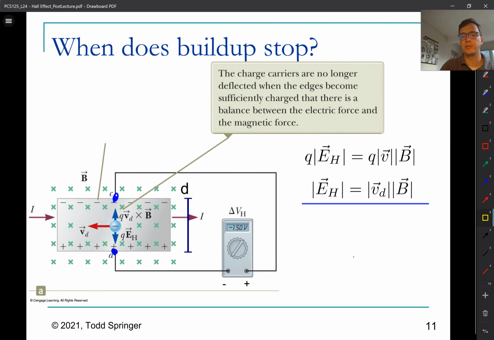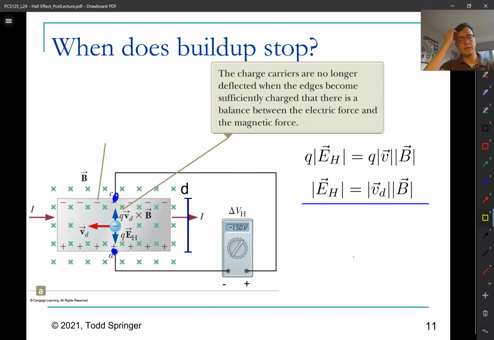And so a balance is struck where the magnetic force upward is going to be balanced by the electric force downward. And then everything comes to equilibrium, and there's no more buildup on the top, right? The buildup stops, and this voltage here will stabilize. This all happens very, very quickly, in the span of a nanosecond or so.